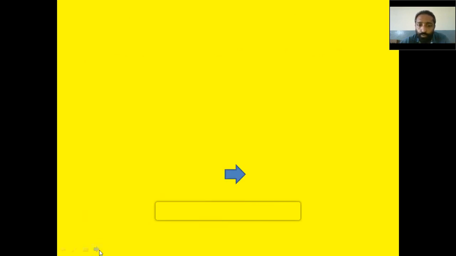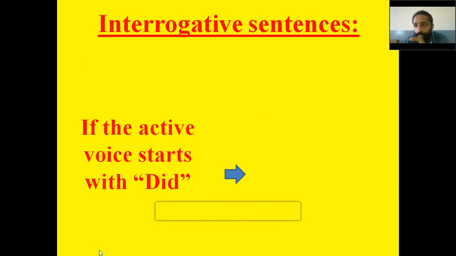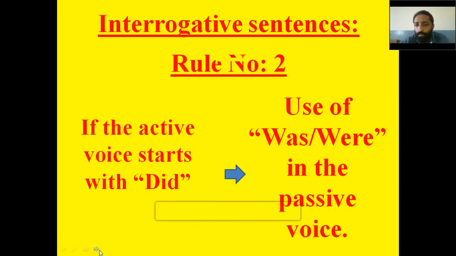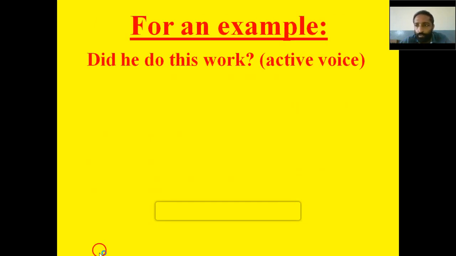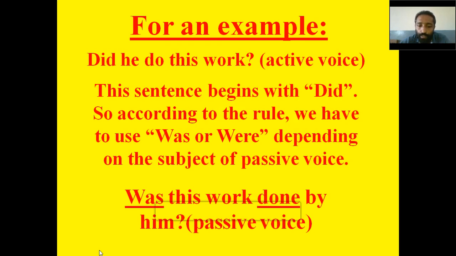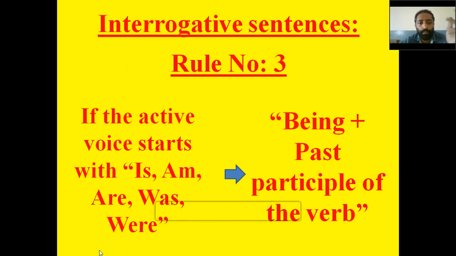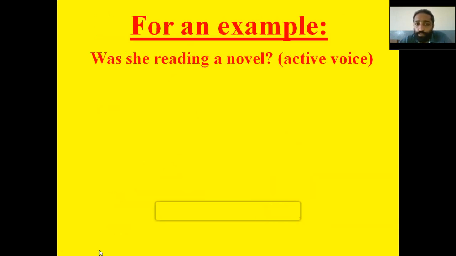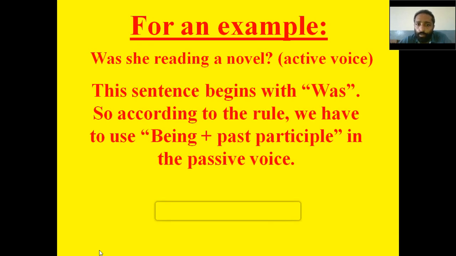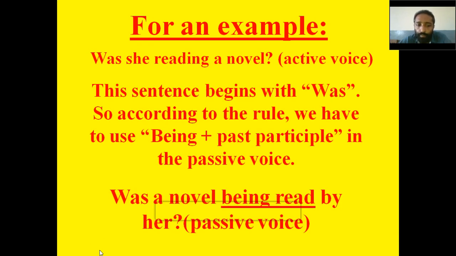Now coming to rule number 2. The active voice starts with did. Did is in past tense, so we have the words like was or were. So did he do this work? Was this work done by him? Remember, past tense. The last one is rule number 3 that we have learned. If the active voice starts with is, am, are, was or were, being plus past participle of the verb. Was she reading a novel? Was a novel being read by her?